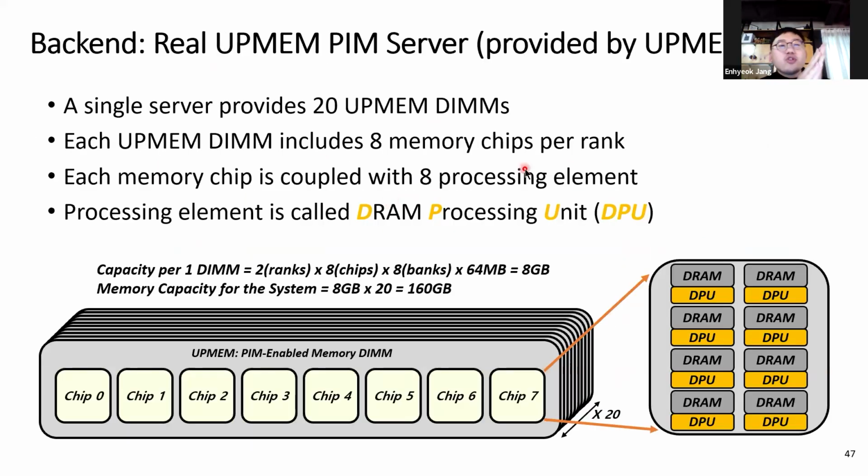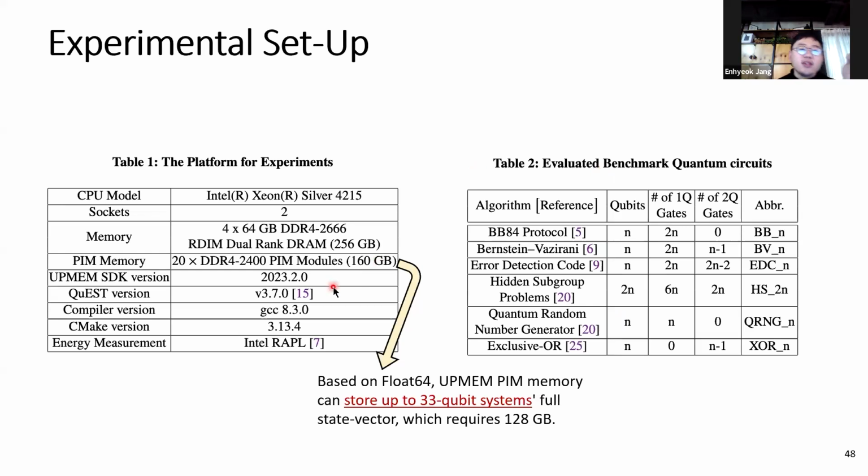Here, we use the real UPMEM PIM servers provided by UPMEM company in France. A single server provides 20 UPMEM DIMMs, and each DIMM includes 8 memory chips per rank, and each chip is coupled with 8 DPUs. So in this server, the PIM memory has 160 gigabytes.